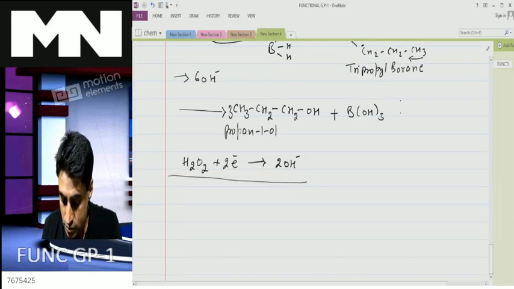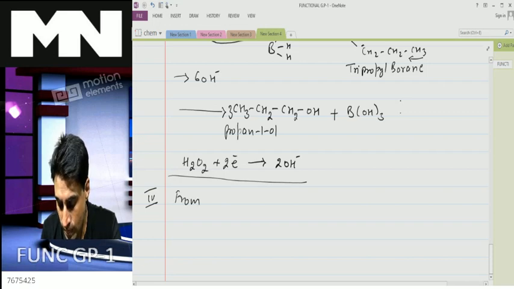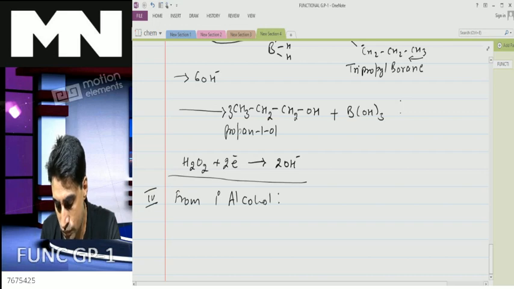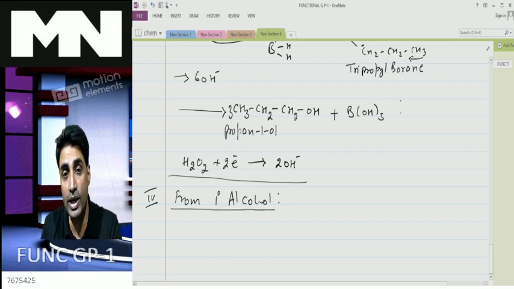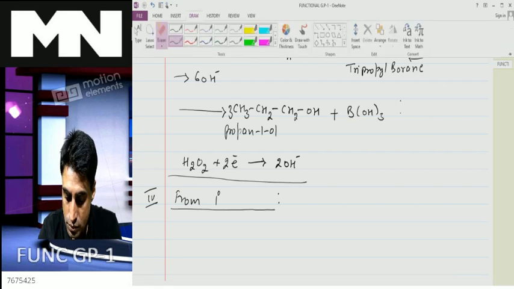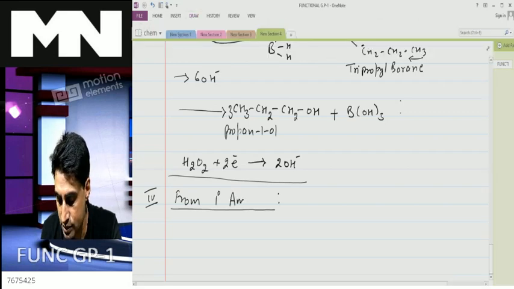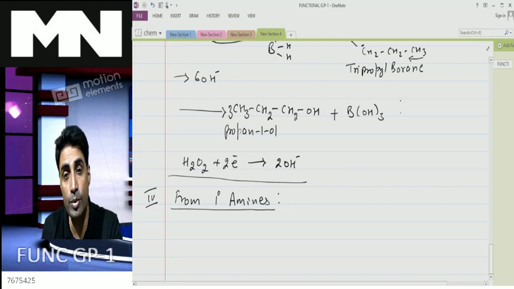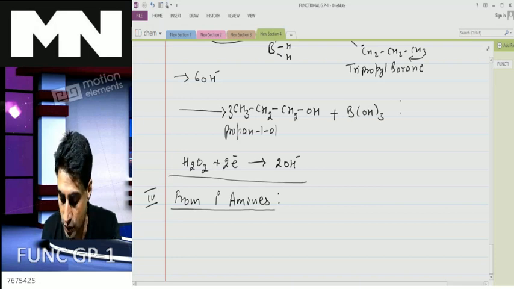preparation from amines. How to prepare alcohols from 1 degree? I'm extremely sorry, not from 1 degree alcohol, because we are preparing alcohols from 1 degree amines. How to prepare alcohol from primary amines? No doubt I am using primary amine, I'll get primary alcohol only.